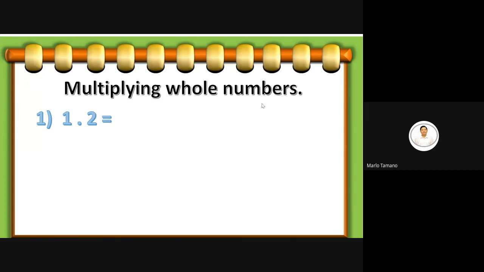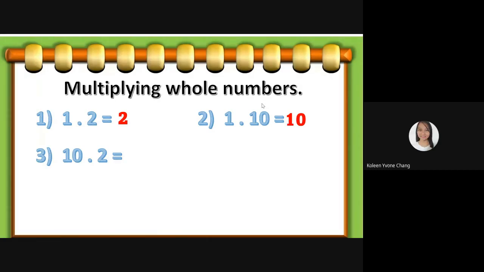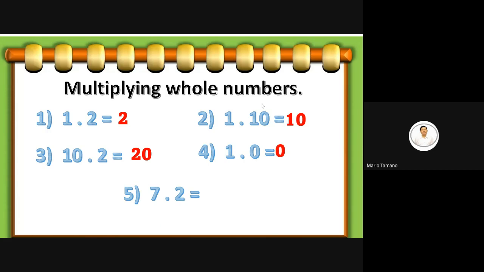1 times 2, what is your answer? 2 po. 1 times 10. 10 po. 10 times 2. 20. 1 times 0. 0. 7 times 2. 14. Alright, so pang grade 1 ano?